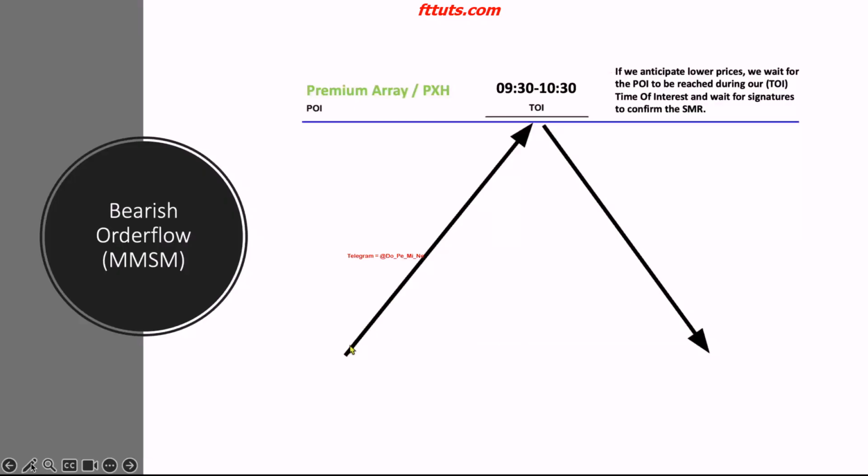For the sell side delivery, we can see the following profile in which a market maker sell model occurs, where the market reprices higher into a premium array or PXH. This is our point of interest, and this point of interest has to get reached during 9:30 to 10:30. This is our time of interest for the AM session. We want to see a smart money reversal occur on the lower time frames right here, and from there on the sell side of the curve.